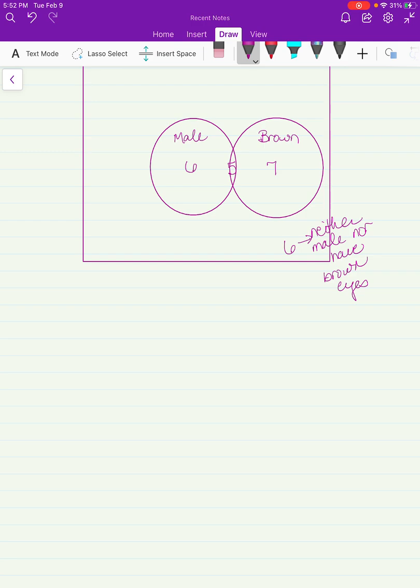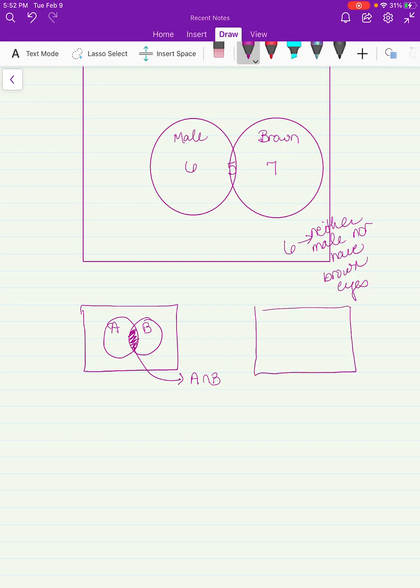So if I wanted to just look at a Venn diagram with 2 events A and B, and I wanted to look at the intersection, that would be A and B. If I wanted to look at the union, that would be everything in both circles, including the intersection.